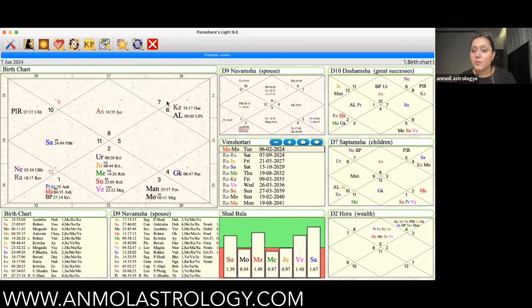How many days? How many times? The same technique: the ascendant degree and the ascendant lord's degree. The difference between them is going to be the time.